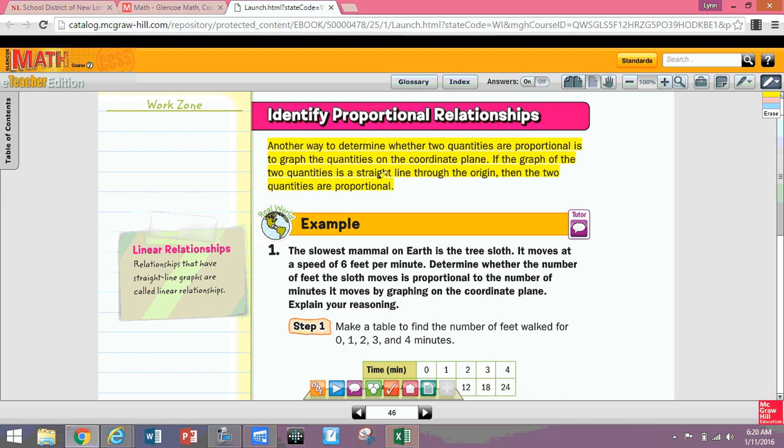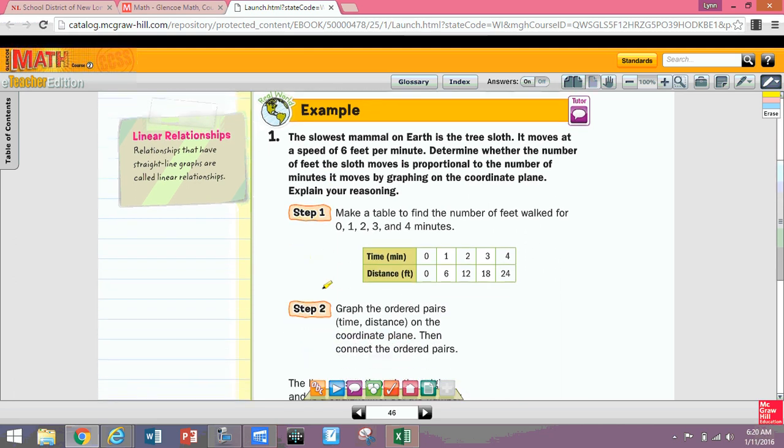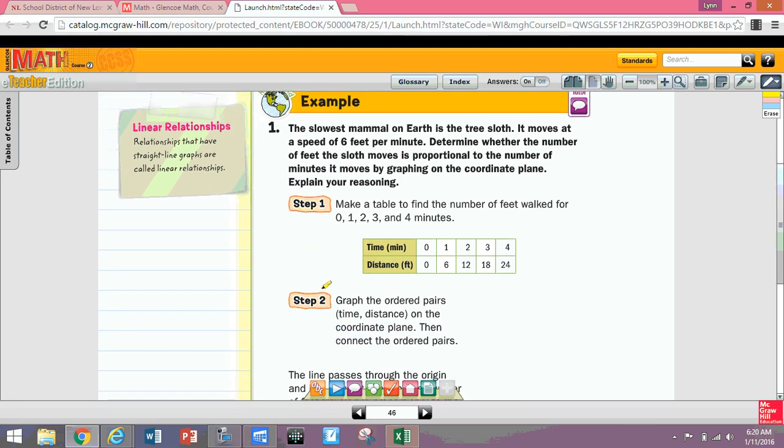When you take a ratio table or a graph, if you can look at a graph, and if it's a straight line, and if it goes through that origin, then it's proportional. So if you look at this first example, the slowest mammal on Earth is the tree sloth. It moves at a speed of 6 feet per minute.